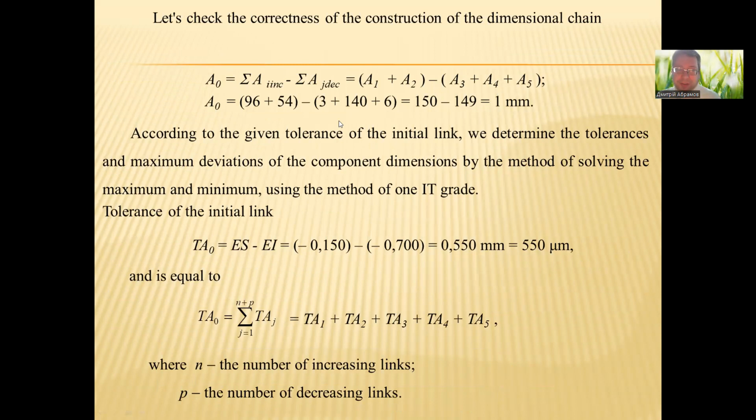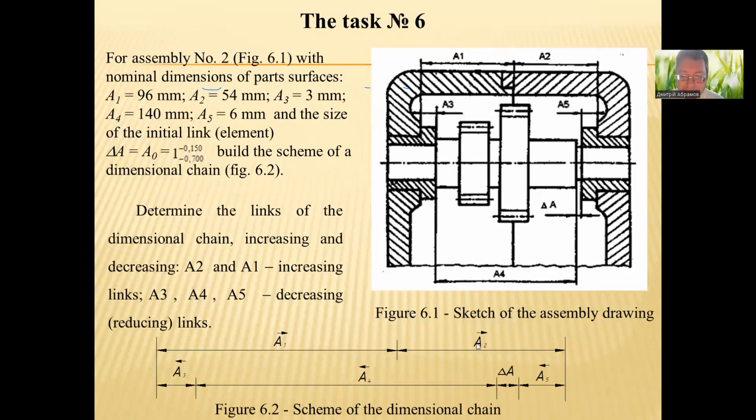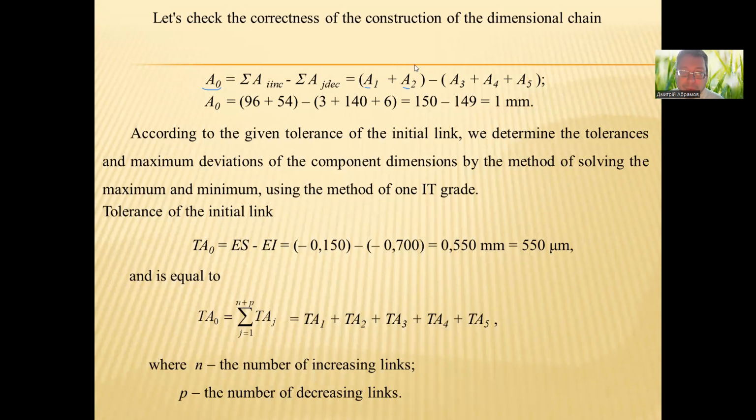Let's check the correctness of the construction of the dimensional chain. The initial link A0 is equal to the sum of increasing links minus the sum of decreasing links. The increasing links are A1 and A2 from the previous slide. So the sum of increasing links A1 and A2 minus the sum of decreasing links A3, A4, and A5.